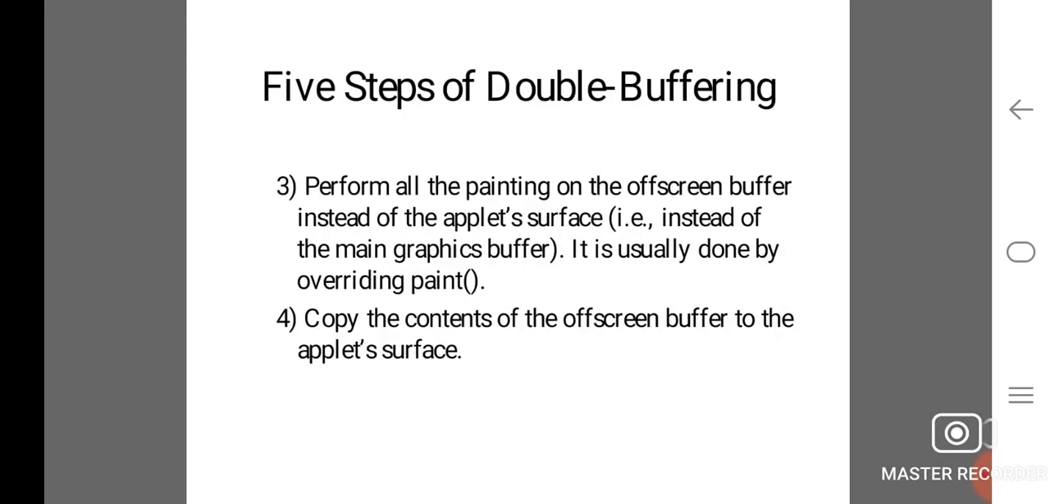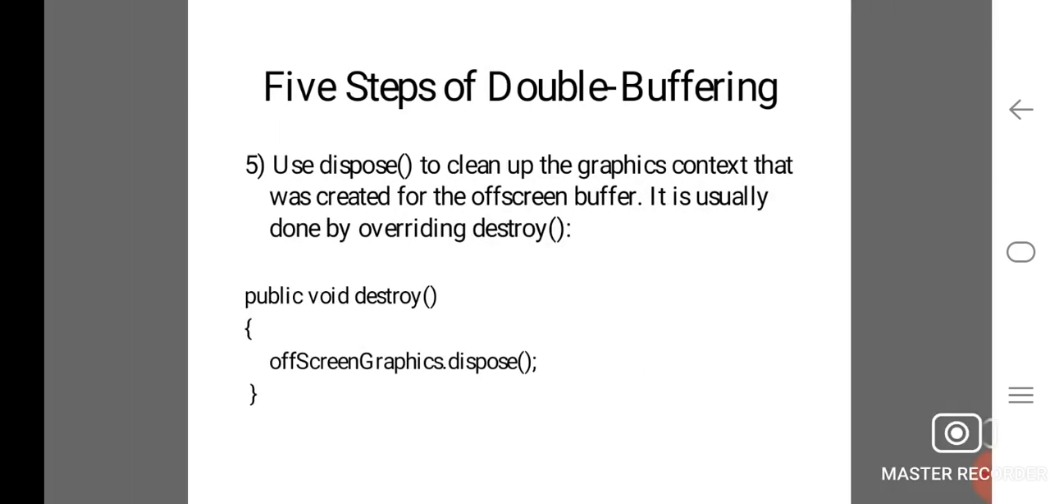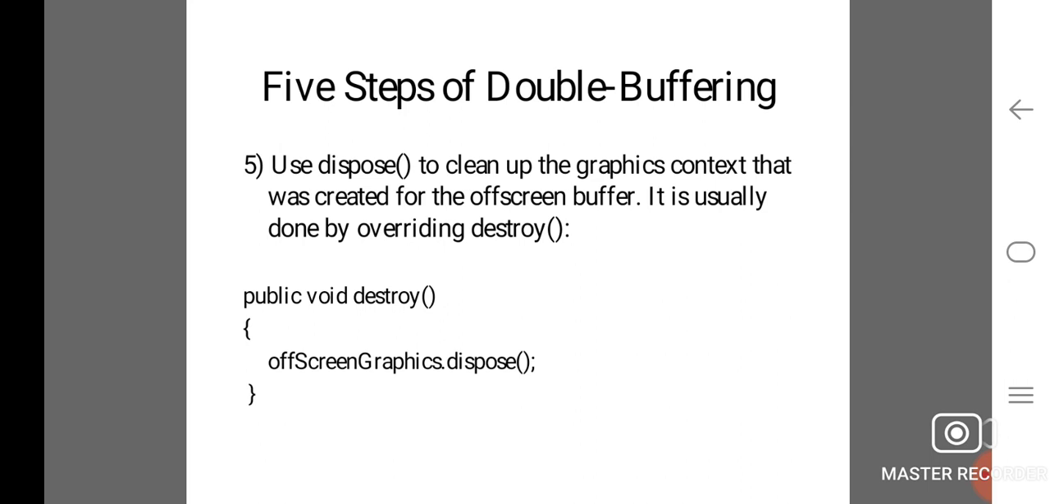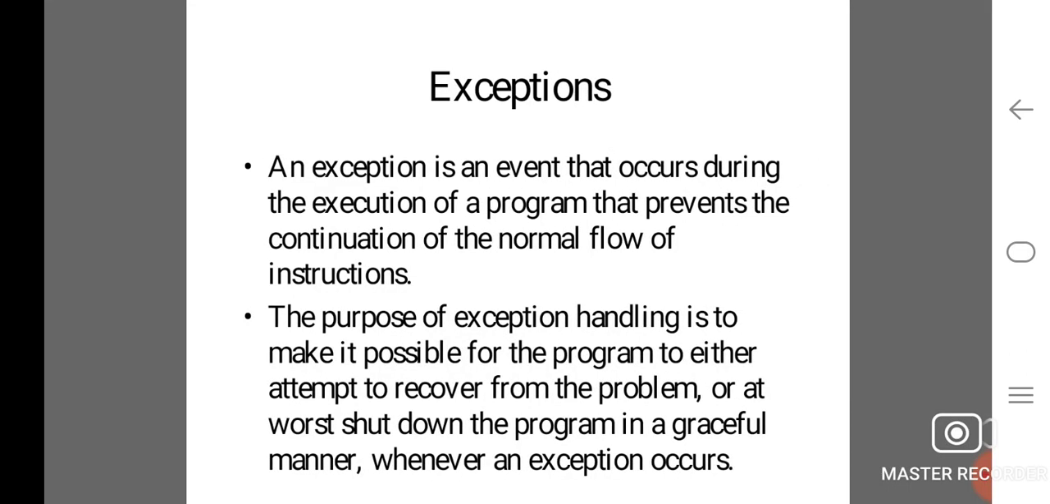Third, perform all the painting on the off-screen buffer instead of the applet surface, instead of the main graphics buffer. It is usually done by overriding paint. Fourth, copy the contents of the off-screen buffer to the applet's surface. Fifth, use dispose to clean up the graphics context that was created for the off-screen buffer. It is usually done by overriding destroy: public void destroy, offscreenGraphics.dispose().